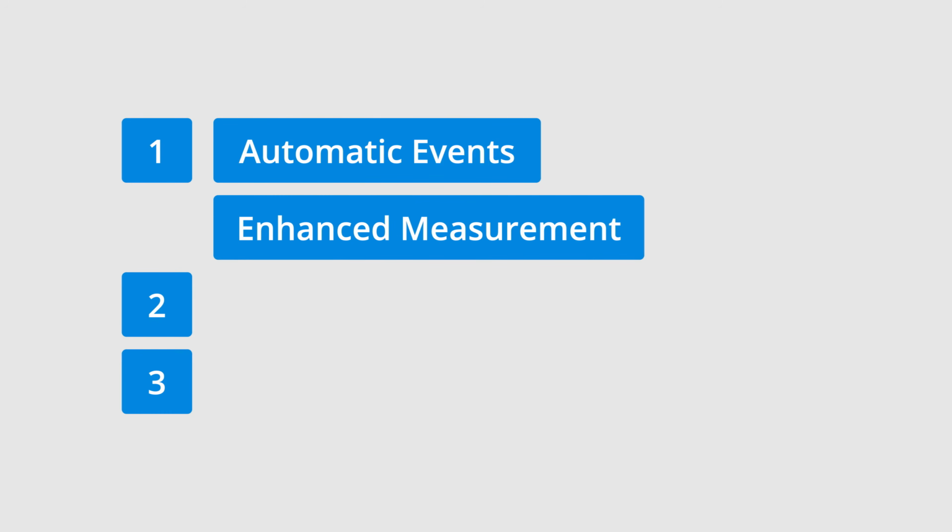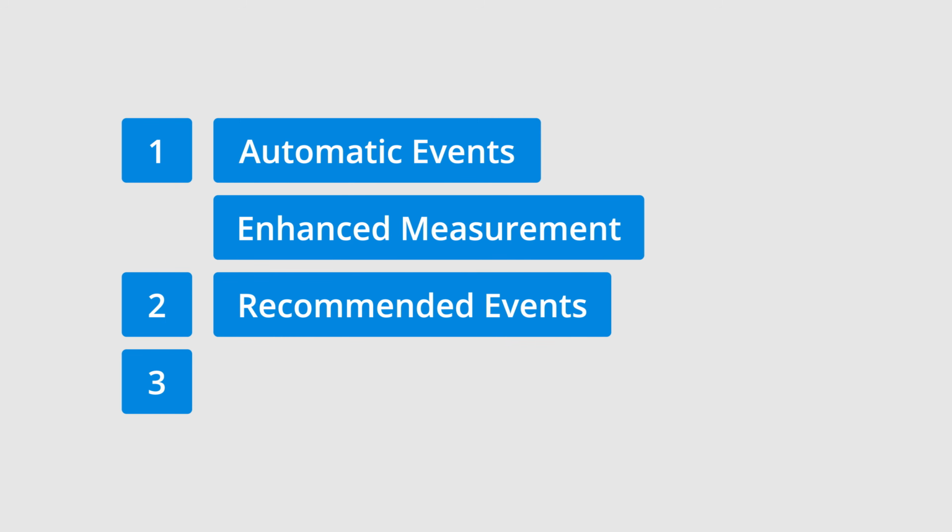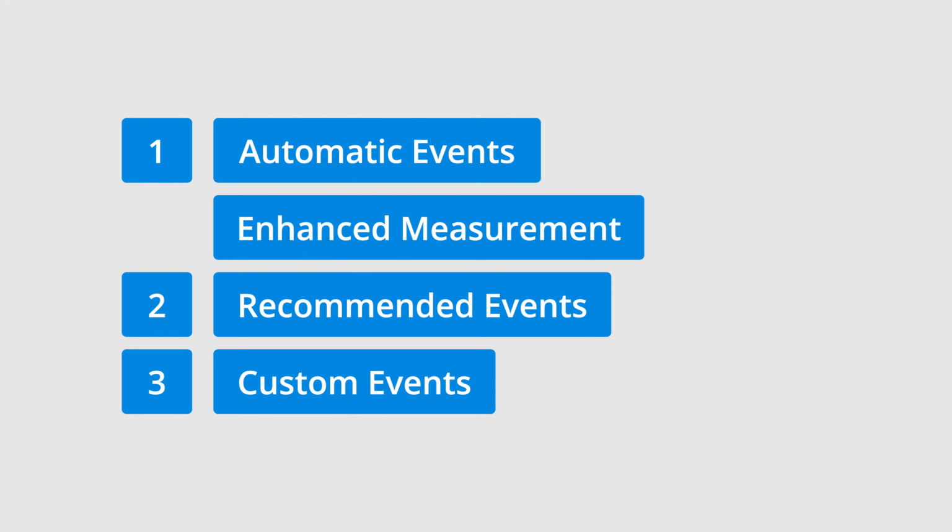The final type of event is custom events. You can use custom events to send any events you like to GA4. It really means you can name your event anything you like. Before creating custom events, I suggest reviewing the events that are automatically tracked, including enhanced measurement, and checking the list of recommended events. If these don't cover what you're aiming to track, you can then set up a custom event.